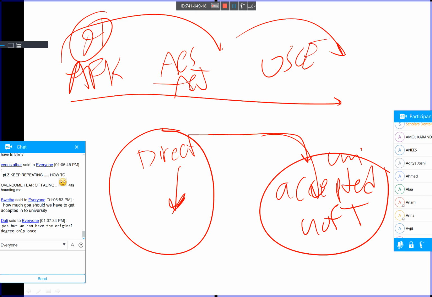Okay, guys, are you all caught up? Yeah, but they want the original degree. I mean, back in my day, I sent in a notarized copy, but I don't know now. I'm hearing everybody saying that they want the original. So then, what can you do? If this is your goal, then you have to do it, right?